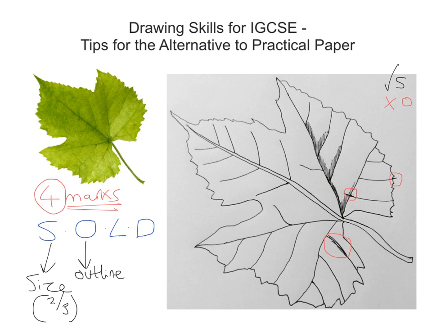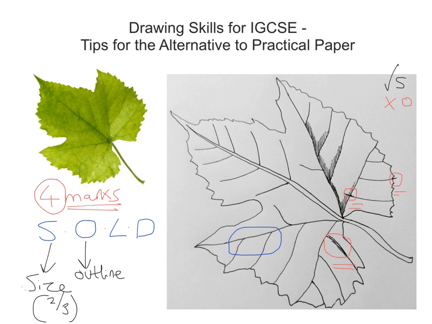So the outline needs to be nice and smooth. If I highlight in blue a region that I'm talking about, so if you look at this part here, you can see the lines are nice and clear and they're crisp, they're solid. That's what you're looking for. But because of this and this and this, the picture just looks a little bit messy, so you'd get marked down for that. So that's the O.